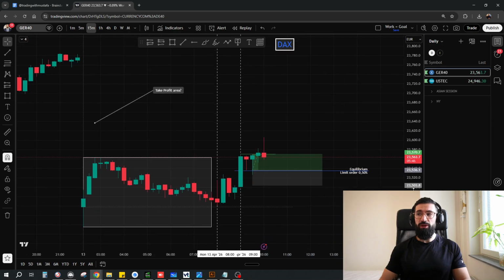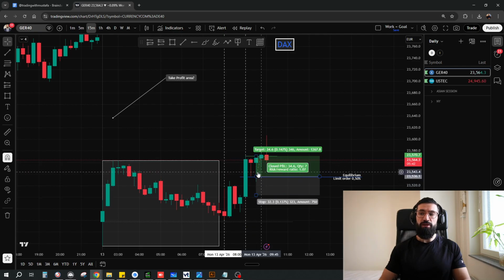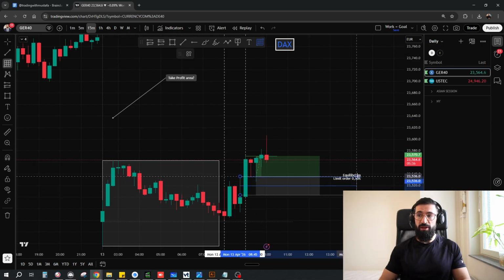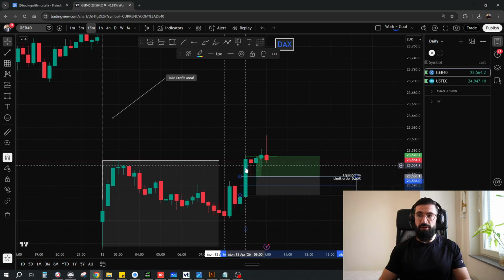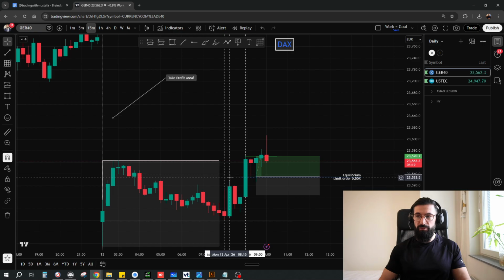Right? So what did I do? I marked out the equilibrium of this 15-minute candle. There was also a fair value gap created right here, which I didn't see because I wasn't at the market. I was only at the market at 9:15. So when this candle happened, because the stop loss would be way too huge, I marked out the equilibrium, the 50% mark of this candle.